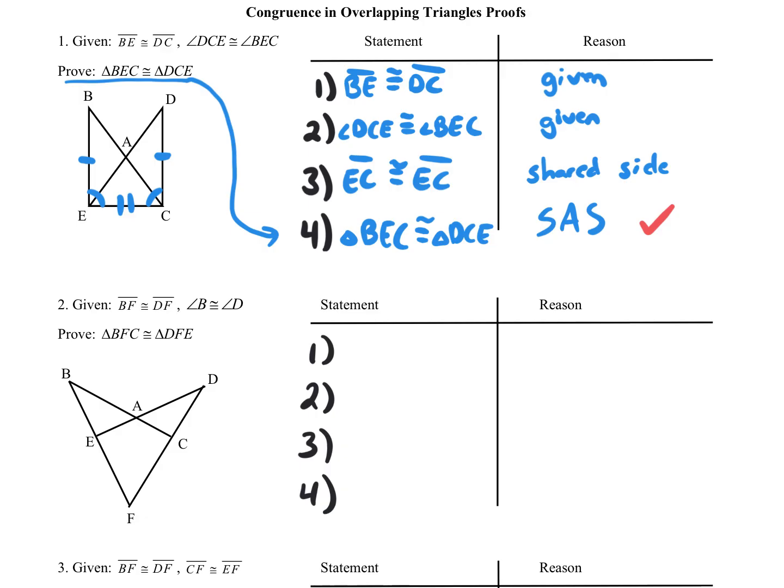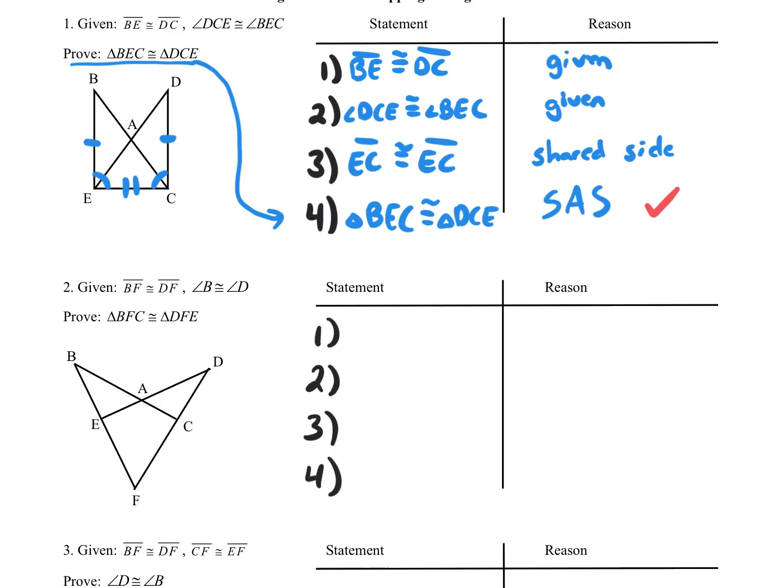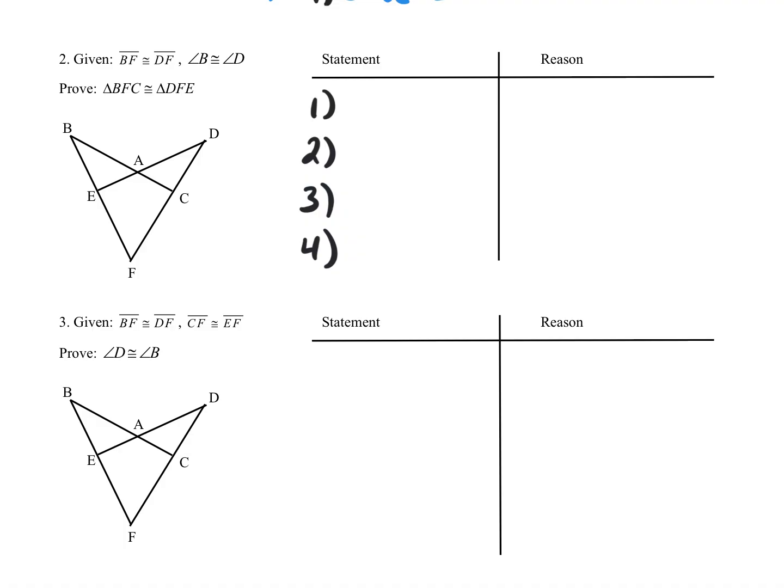So when it wants you to write a proof, what do you always start proofs with? Given statements. So our first given statement they gave us was BF is congruent to DF. Again, the reasoning is given. What do I want to do with that? Mark it in the picture.